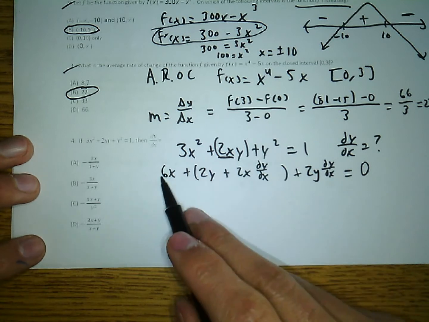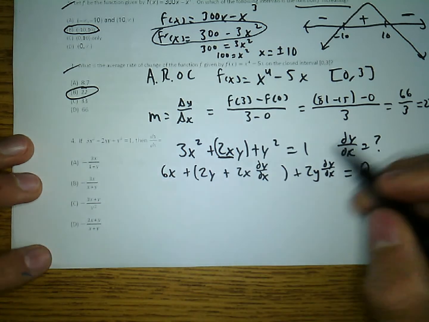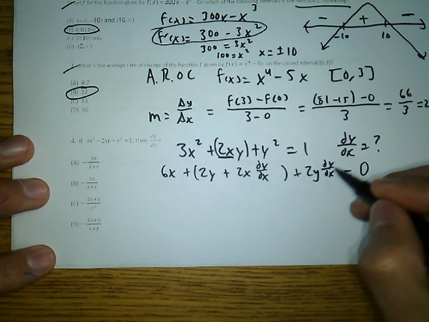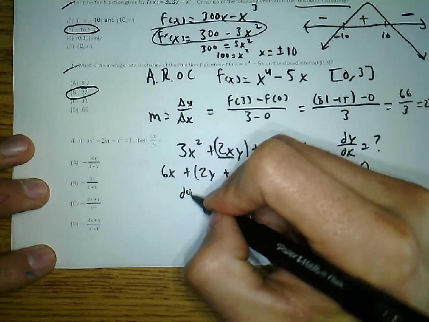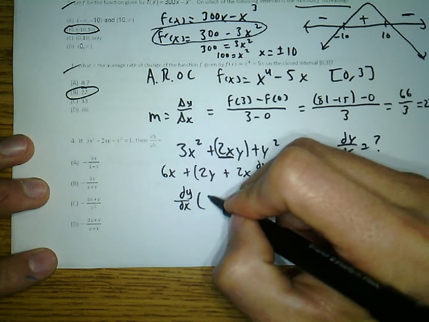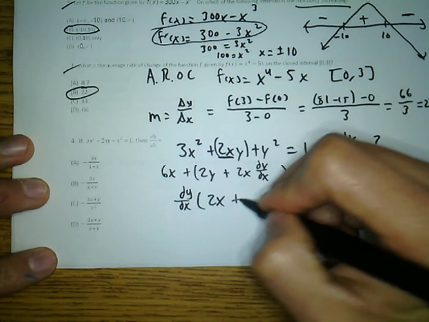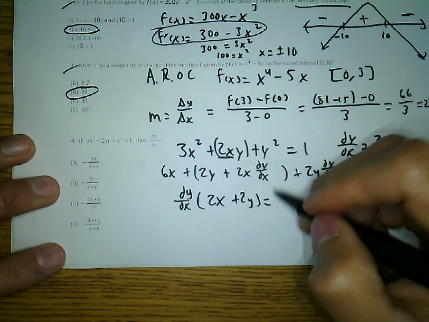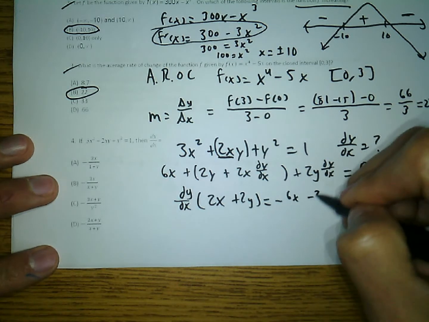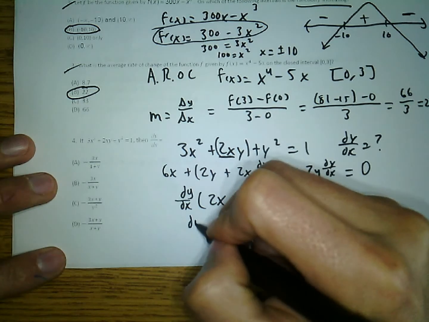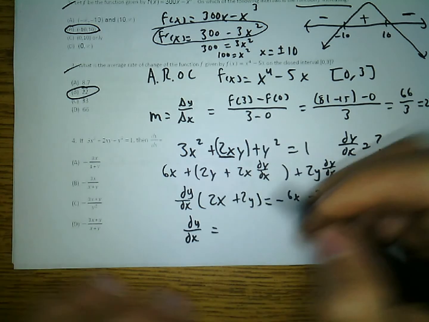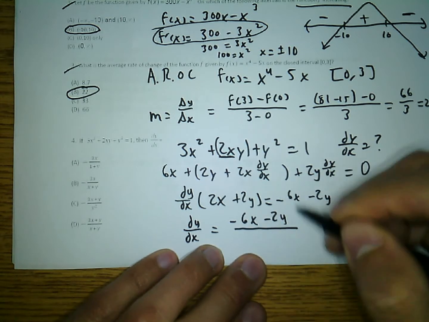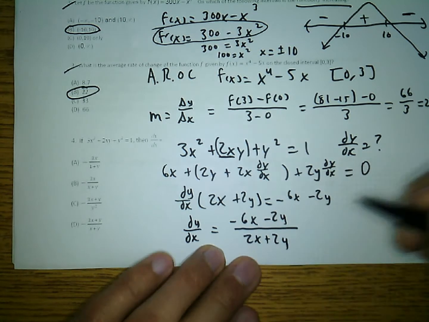and everything else on the other. So these parentheses are necessary now. I have this 2x dy dx and then this 2y dy dx. So I'm going to have dy dx times 2x plus 2y. And I'm going to take this 6x and this 2y to the other side. So it's going to be minus 6x minus 2y, which means that dy over dx is equal to negative 6x minus 2y divided by 2x plus 2y.